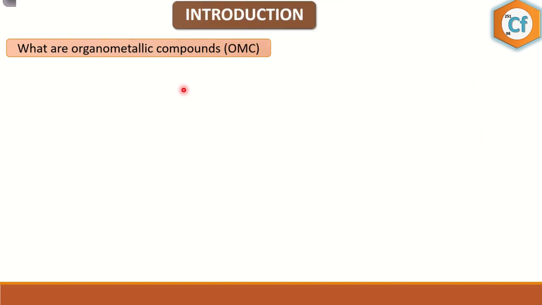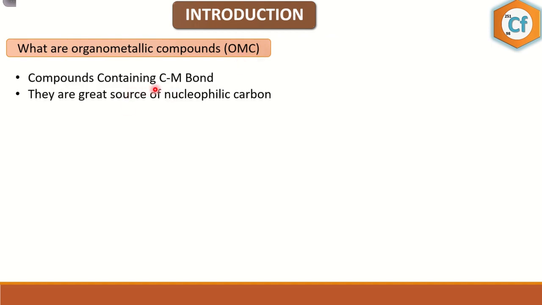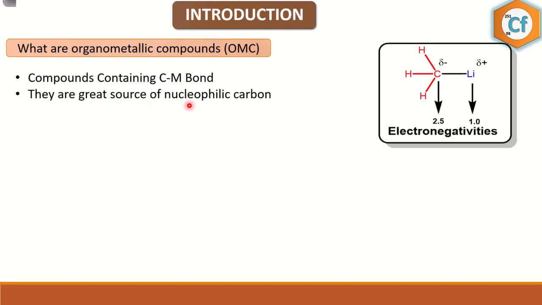So in the introduction, first of all, we need to know what organometallic compounds are. Organometallic compounds, in short form, are also known as OMC. These are the compounds containing a C-M bond. What is M here? C stands for carbon and M stands for metal. The metal could be of S block, D block and F block. So they are also a great source of nucleophilic carbon.